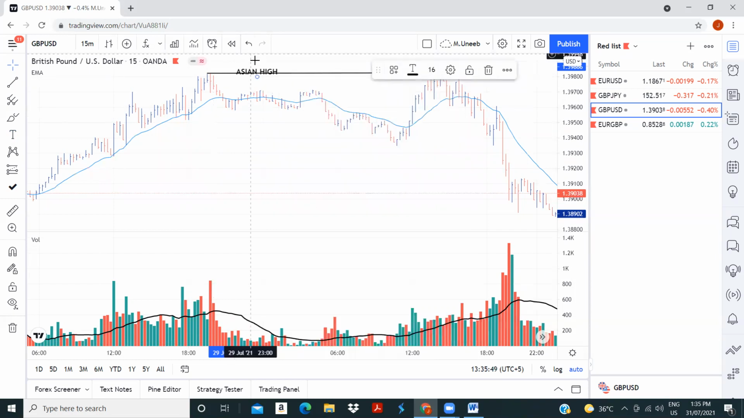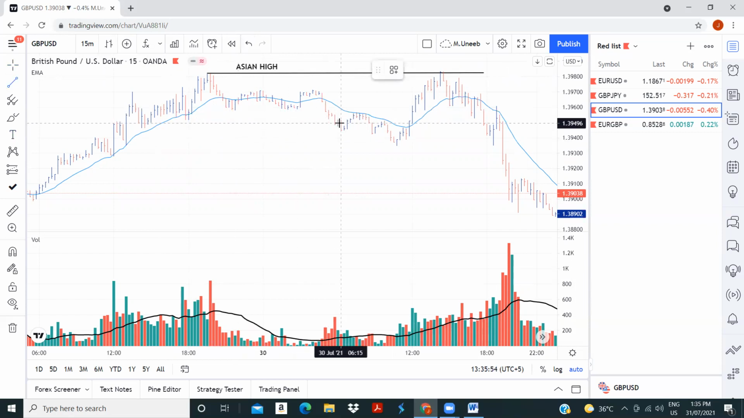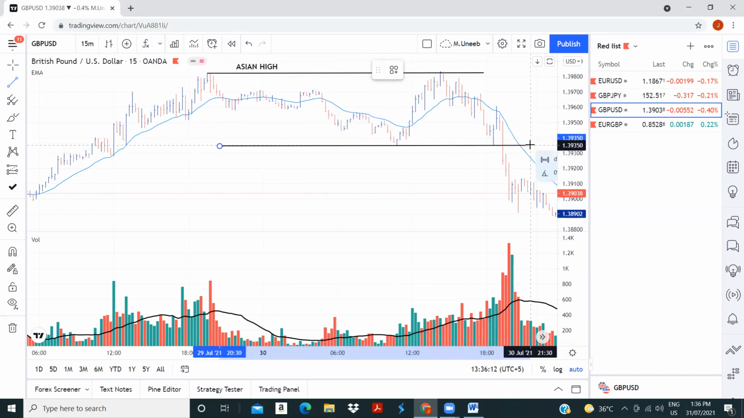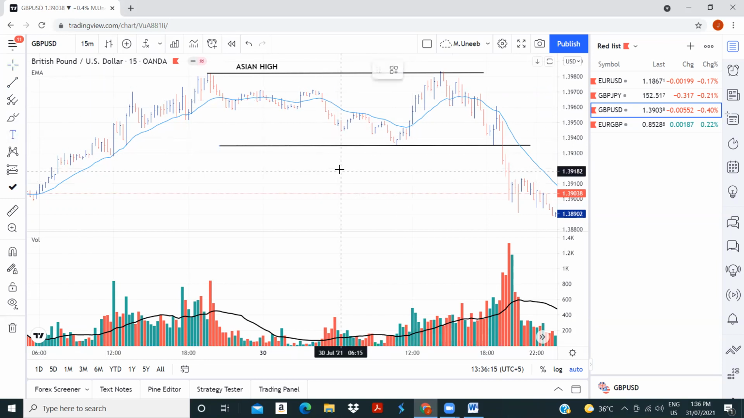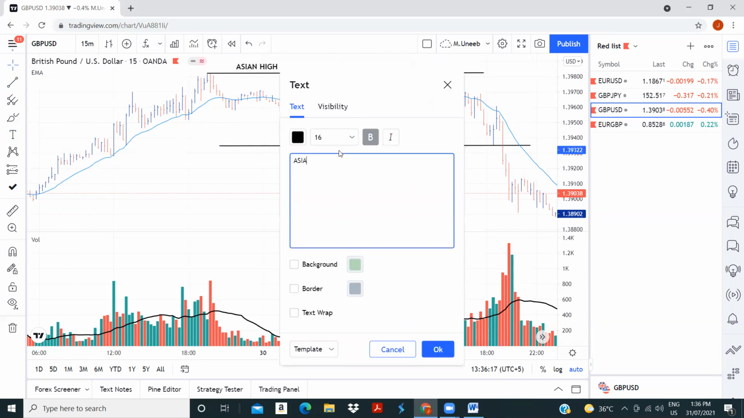Once this is marked, we can also draw the Asian low. The Asian low was around here, because before the London Open, the last low which you can see is over here. You can mark it as the Asian low. Now these Asian low and Asian high are the potential targets. They can be set as the take profit. Do you understand? That's why I marked the Asian high and Asian low.